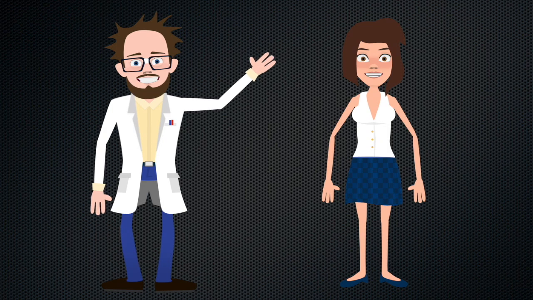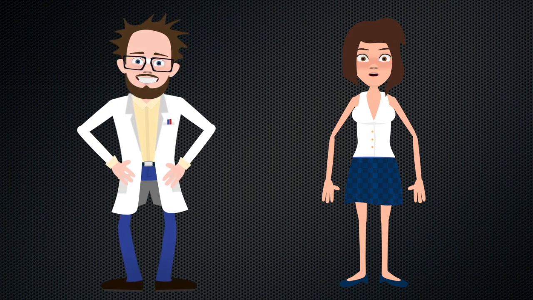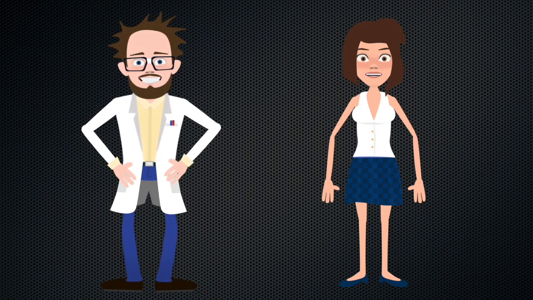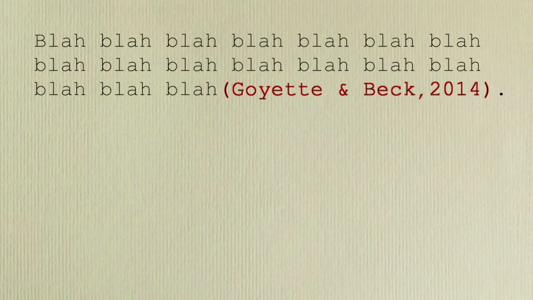Imagine that Rich Goyette, the producer of this show, and I wrote a paper in 2014. Rich was the main author, and I helped out on it. If you were to create a parenthetical citation to go at the end of a sentence, you'd do it like this: Goyette and Beck, 2014. Now, there are 2 things I want you to notice here.